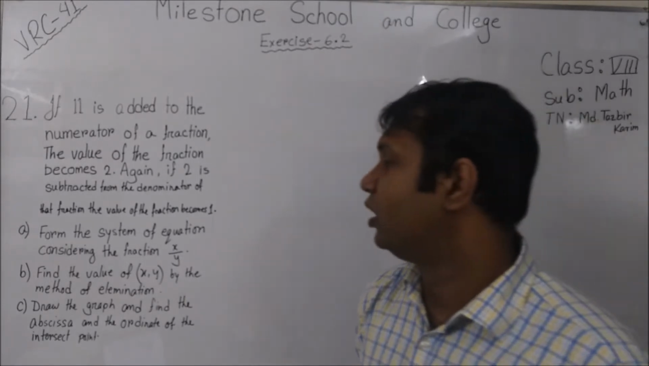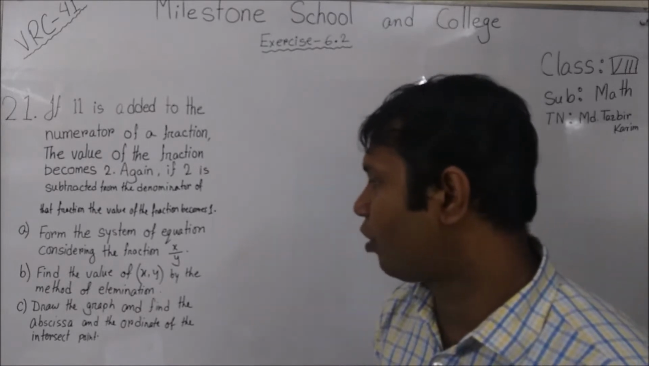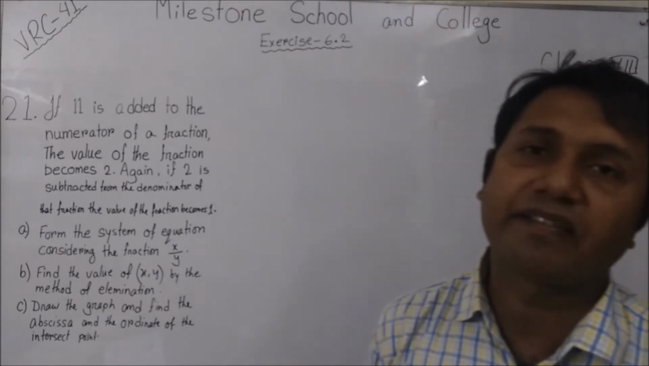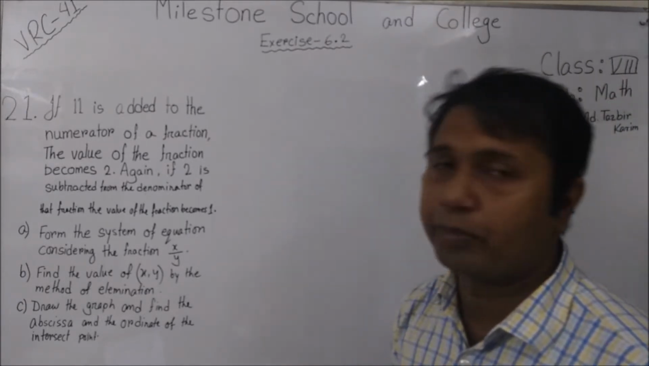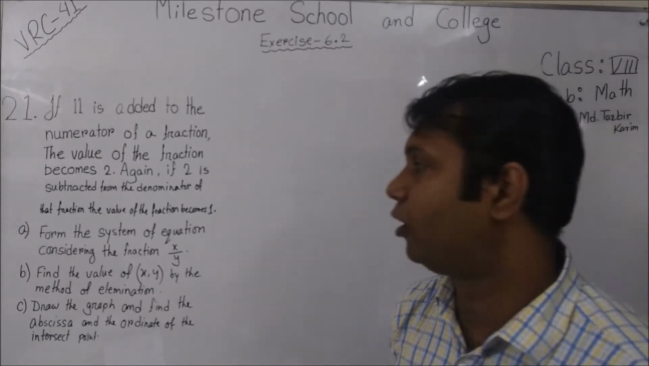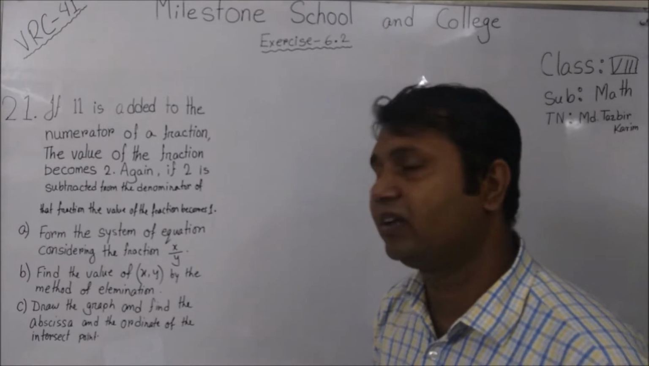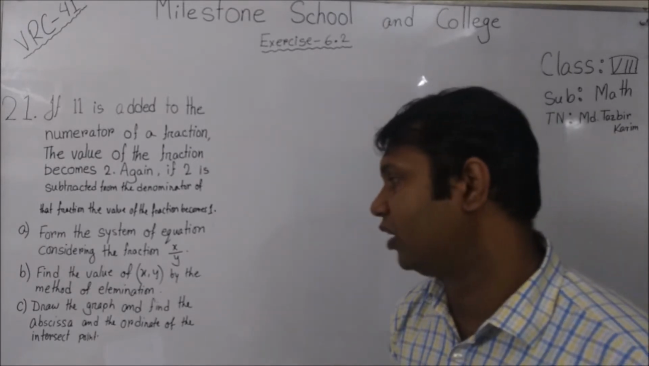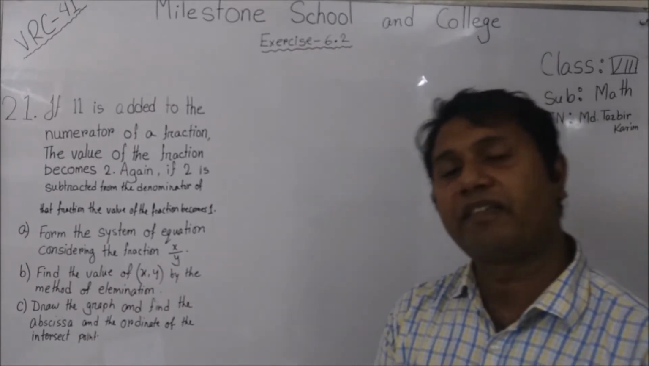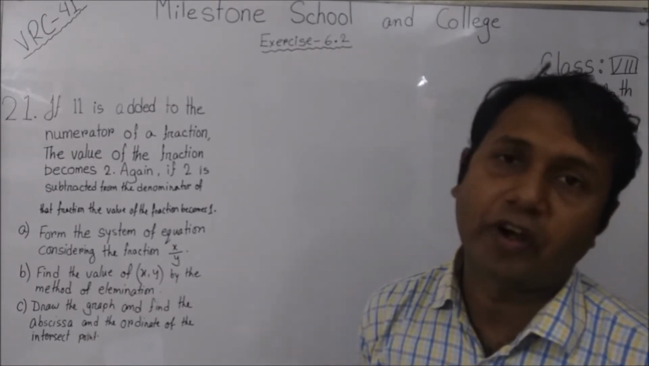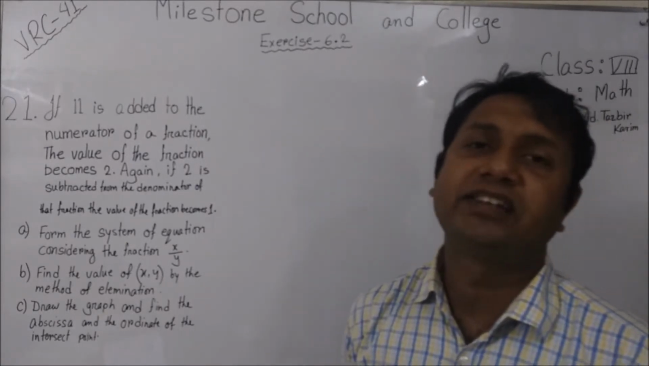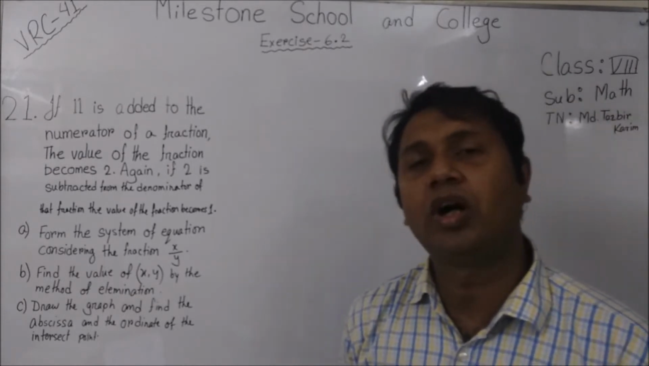And the last question, C: draw the graph and find the abscissa and the ordinate of the intersecting point. So we first have to draw the graph using the equations we get from A, and from those, the two equations define two straight lines in the graph, and they will intersect at some point. That intersecting point is x comma y on a graph, where x is called the abscissa and y is called the ordinate.